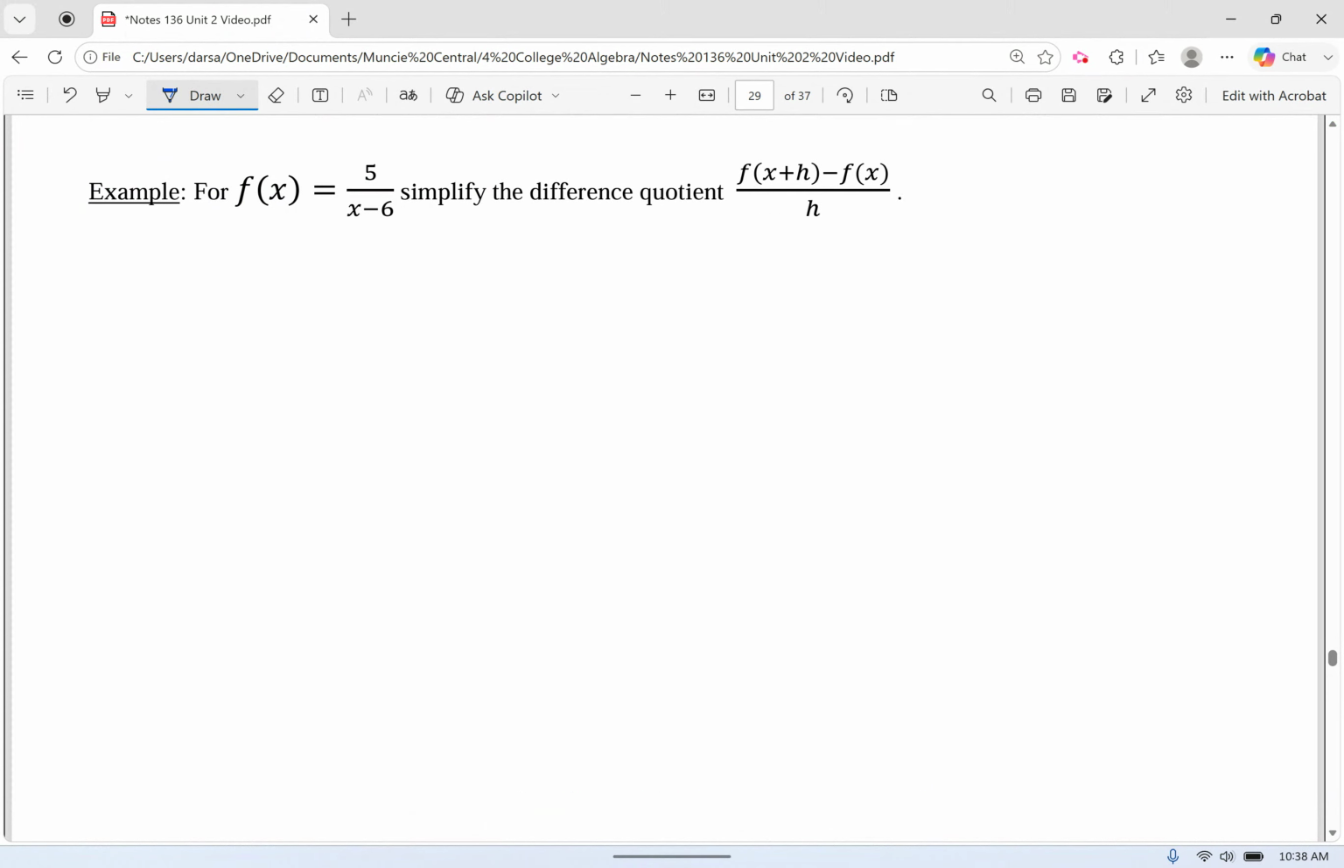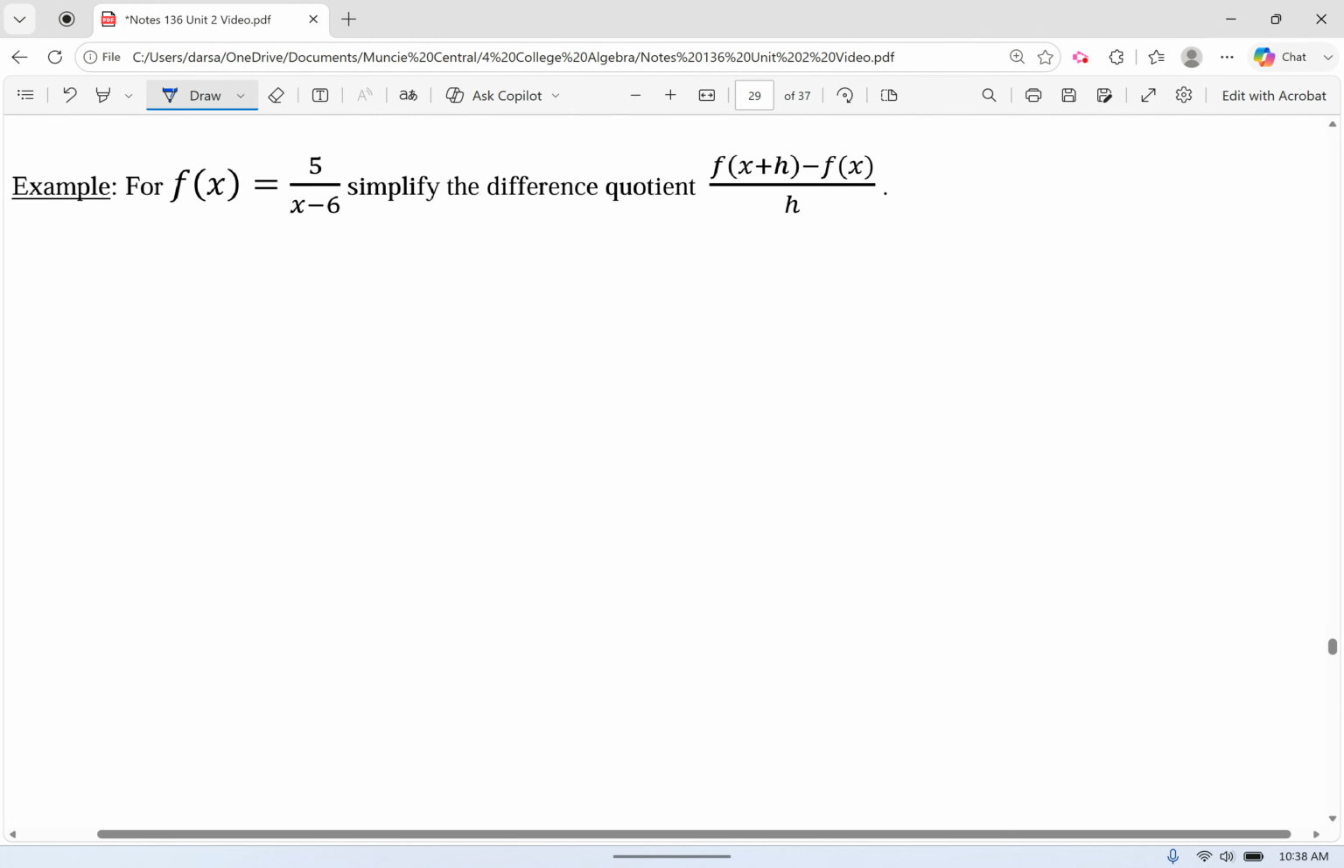Let's try another example that's a little bit more difficult of simplifying a difference quotient. So this is a difference quotient, but what we have here is called a rational equation because it has fractions and the x in the denominator. So the beginning is the same. We start with f of x plus h. So what does that look like?